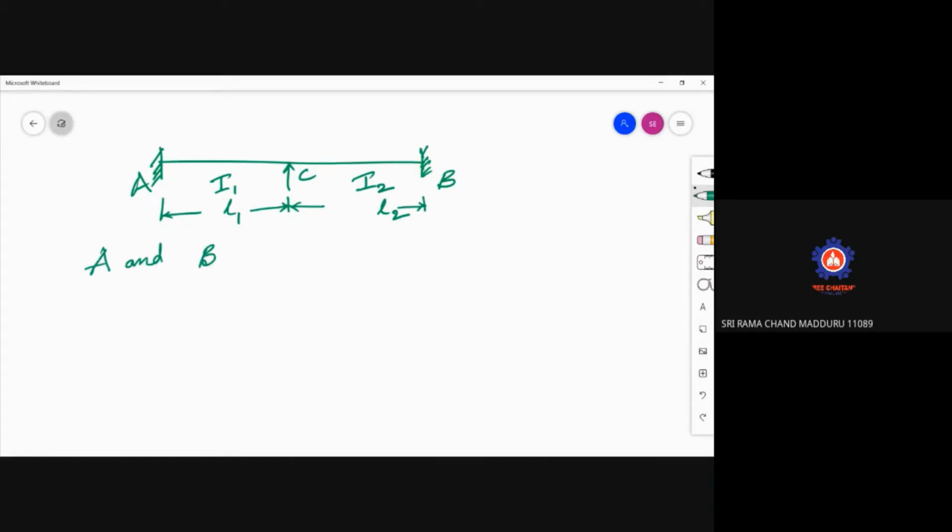All of you should note down these points. A and B are fixed supports, and C is a continuous support.